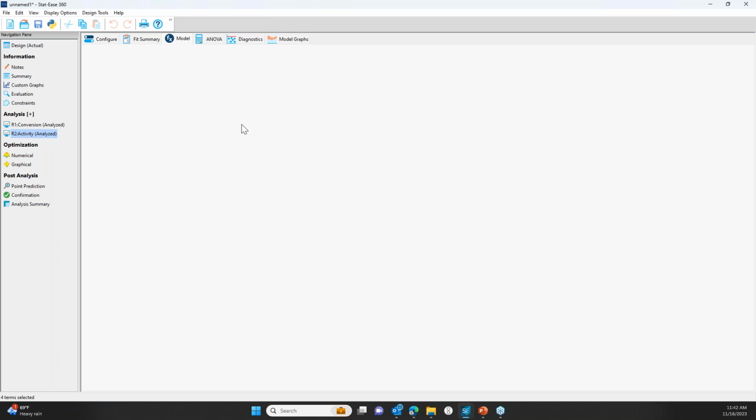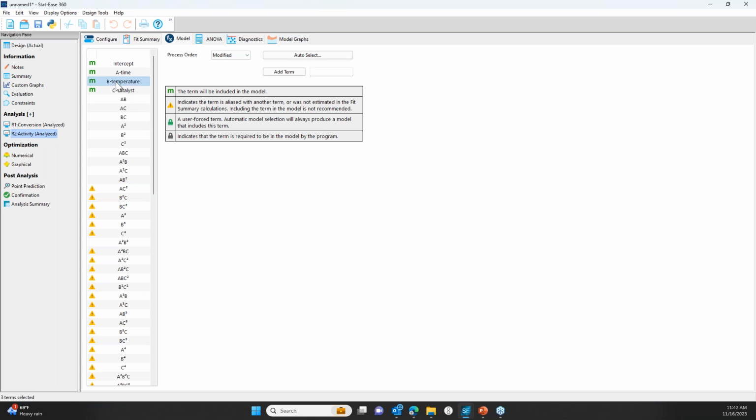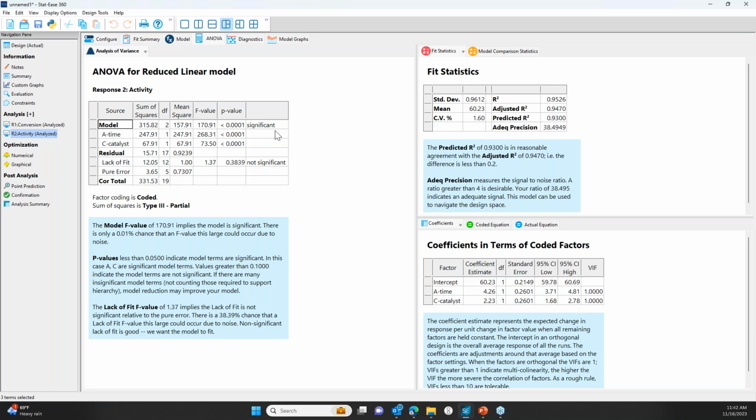So I go back to the model, double click on temperature. It takes it out of the model. The M's are the terms that are in the model. Come back to my ANOVA. Okay, that all still looks good. And okay, I slightly improved the predicted R squared.